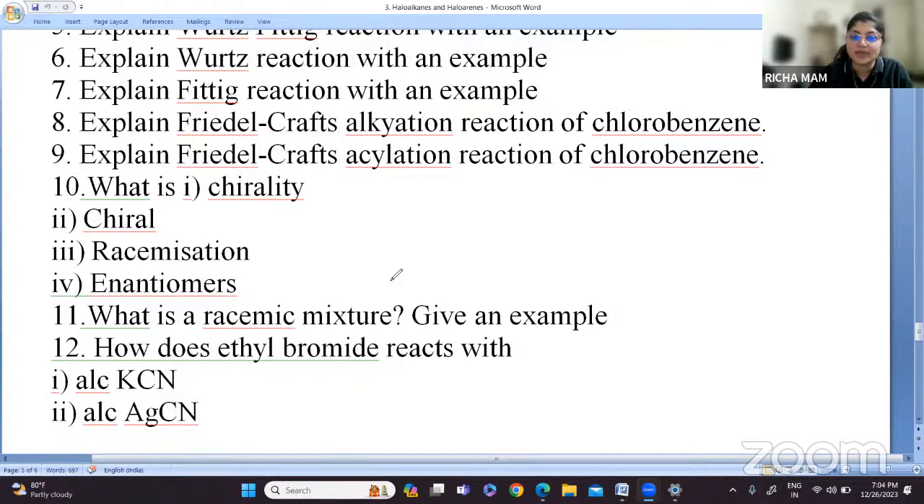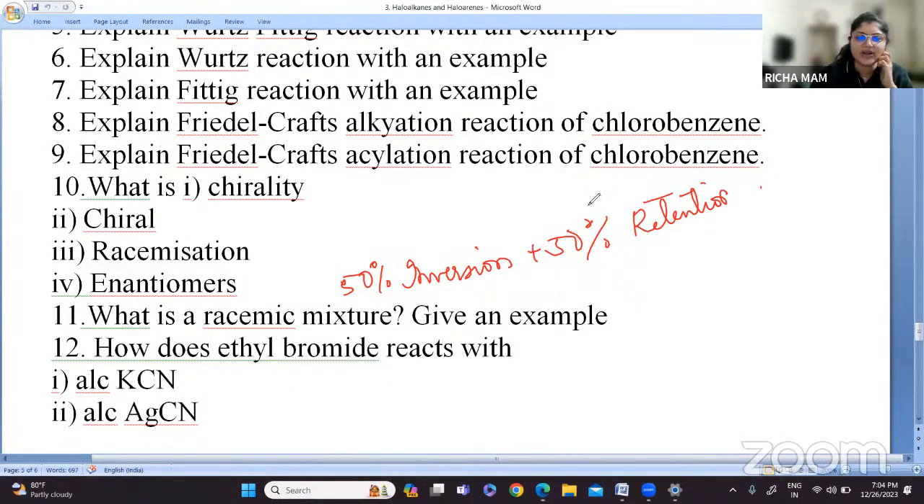Next, what is a racemic mixture? Give an example. It is a mixture containing two enantiomers in equal proportions. So 50% inversion and 50% retention. A mixture containing two enantiomers in equal proportion, that is an equimolar mixture of D and L isomers, is called a racemic mixture.